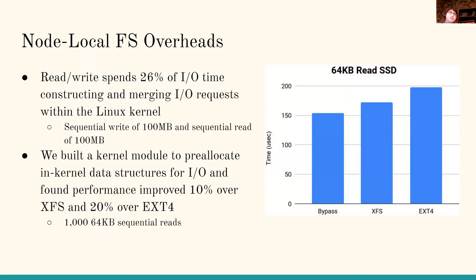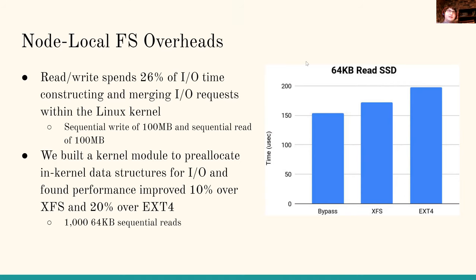Our results showed that read and write spend about 26% of I/O time constructing and merging I/O requests within the kernel. We did this for a sequential write of 100 megabytes and a sequential read of 100 megabytes. In order to verify this result, we built a simple kernel module to pre-allocate some of the in-kernel data structures for I/O, and we found that the performance improved 10% over XFS and 20% over ext4. In this case, we only did 64 kilobytes for the block size because of limitations. We didn't want to spend too much time implementing this module just to prove this point.